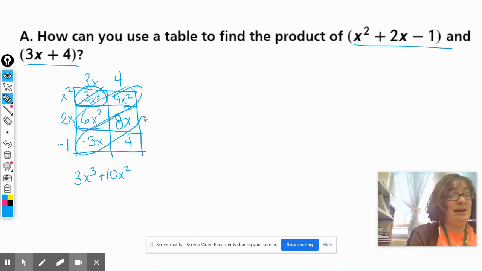I see an 8x and a negative 3x, again, like terms. So I can put those together and get 5x. And then finally, I've got this number out here by itself, minus 4.